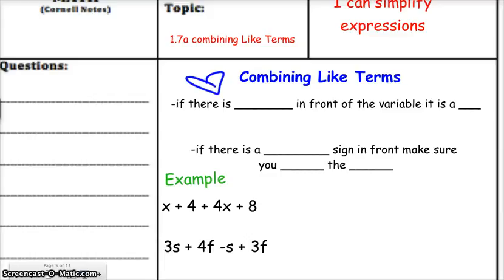So, here are some rules. If there is nothing in front of a variable, it is a 1. That's something you just need to always keep track of. Remember, 1 is really shy. It only shows up when you make it appear.